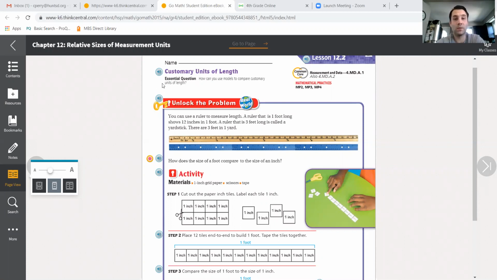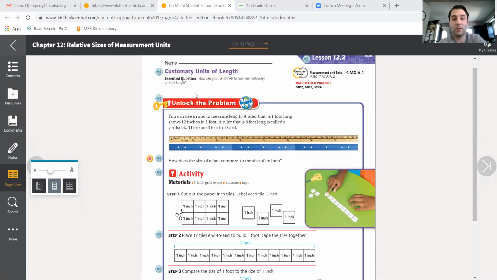All right, so I'm going to set this up like I typically do with classes. My screen is shared, and the lesson that we are doing today is customary units of length. Customary. These are the units of length that we're used to using on a daily basis in America. Okay. The essential question. Who would like to read the essential question? Oh, Ellie, you want to read it? Okay, go ahead. How can you use models to compare customary units of length?